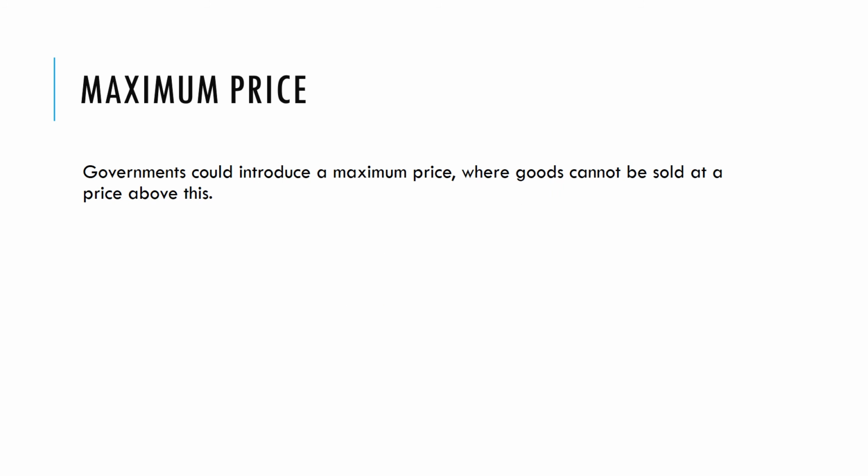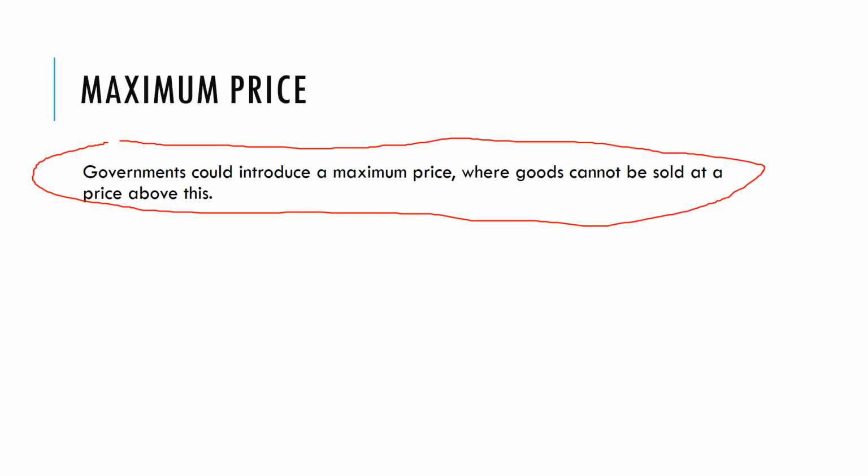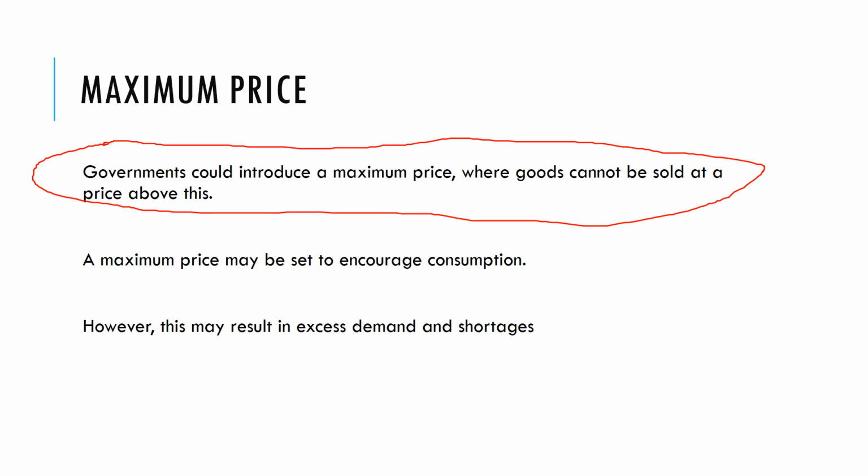So a maximum price scheme, governments could introduce a maximum price scheme where goods cannot be sold at a price above this. So let's make sure we've got this down in our notes. A maximum price may be set to encourage consumption of a particular good. So a maximum price for a degree, a maximum price for a vaccination, a maximum price for renting a flat. On the flip side, however, this may result in excess demand and shortages.